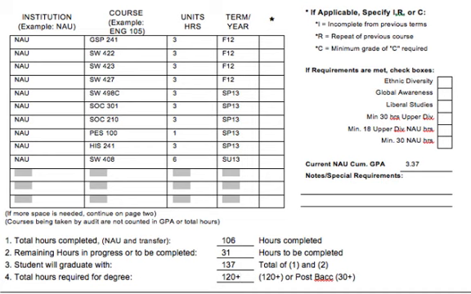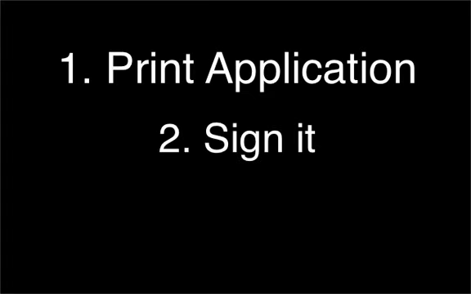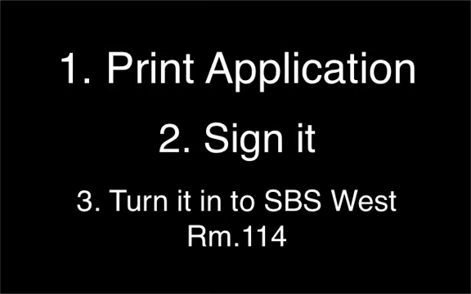If it does not equal 120, you are short units and will need to add to your enrollment for next semester. All that's left now is to print off your application, sign it, and turn it in to SBS West Room 114. Congratulations.